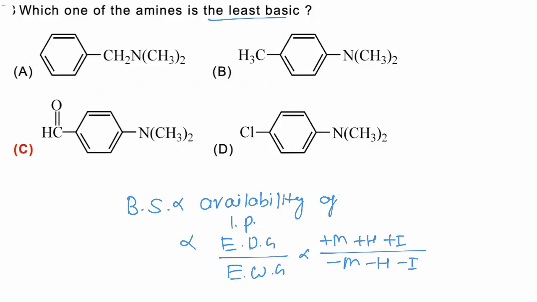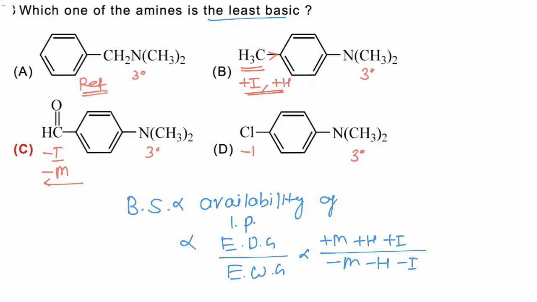Now in the first case, it is a 3 degree amine, again a 3 degree amine, all the amines are 3 degree. Now here a benzene reference is present, no other electron donating or withdrawing groups are present, while in option B, CH3 is present which acts as electron donating due to +I and +H effect. In option C, CHO is present which has a very strong -I and -M effect, so it will decrease basic strength by decreasing electron density.